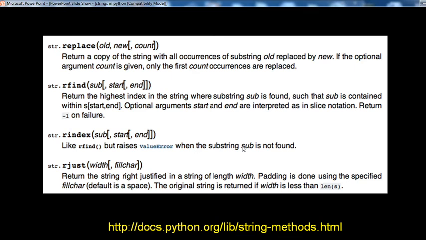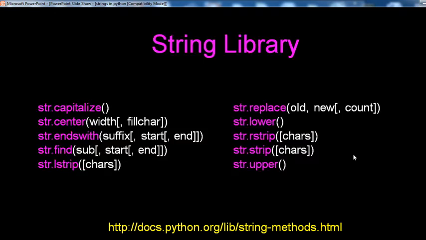str.rindex(sub, start) is like rfind but raises ValueError when the substring sub is not found. str.rjust returns a fill character: return the string right-justified in a string of length width. Padding is done using the specified fill character. Default is a space. The original string is returned if width is less than the length of s.